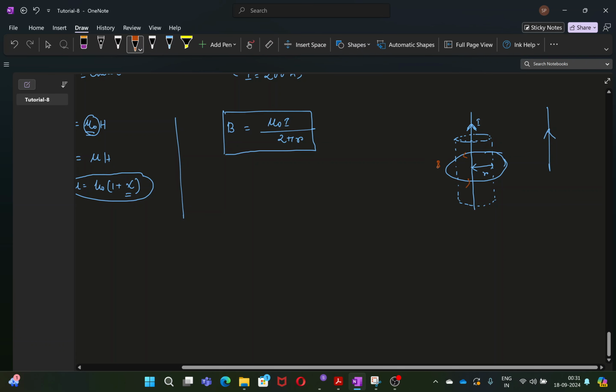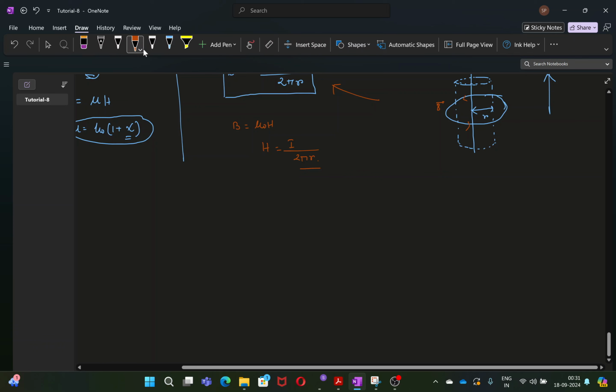So this is the field B, and in this case your B will follow this formula: mu naught I by 2 pi r. But because B equals mu naught H, you can write that H equals I by 2 pi r, right? So this is the case.